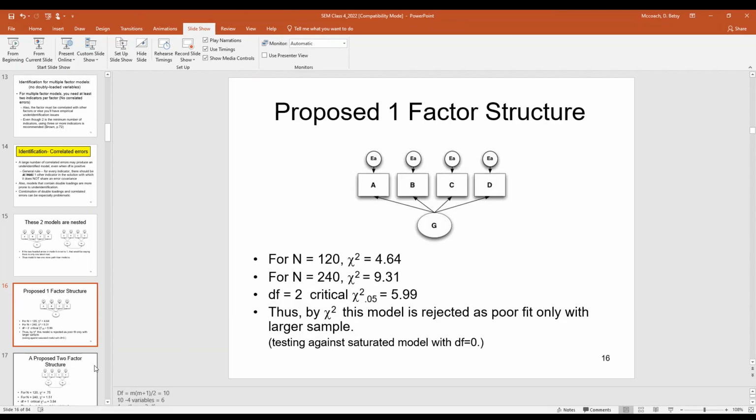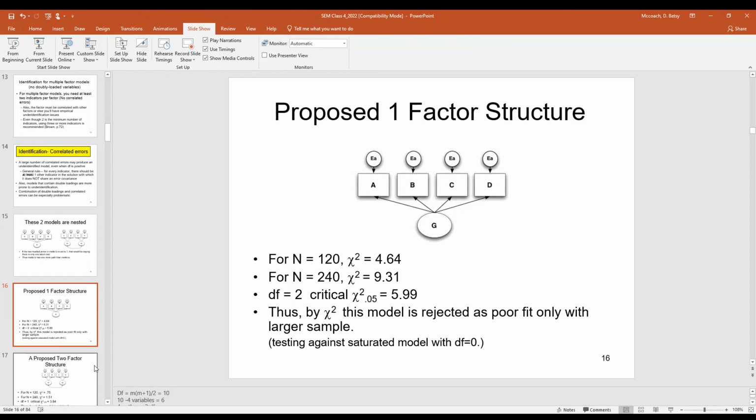But now with 240 people and the same variance covariance matrix, I would actually reject the null hypothesis. I reject the null hypothesis that the variance covariance matrix and the model implied variance covariance matrix are the same. And that means my model doesn't fit my data. So the model's rejected as poor fitting with this larger sample.